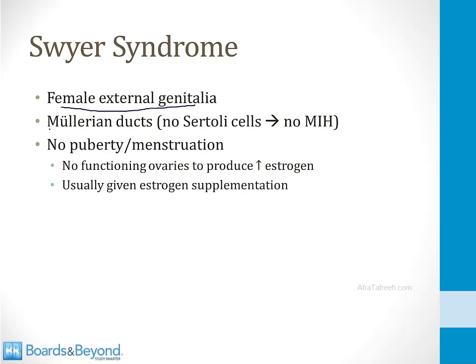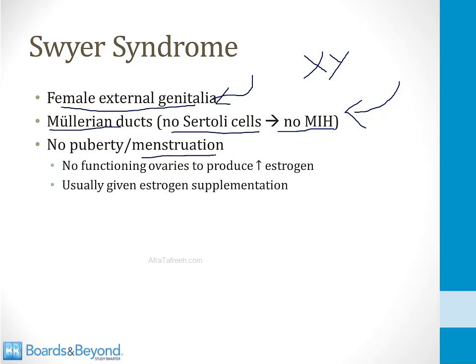In addition, the Müllerian ducts remain intact and develop into the uterus, cervix, and upper vagina. This is because there are no Sertoli cells in the testes present to release Müllerian inhibitory hormone. So even though the baby has an X and a Y chromosome and is chromosomally male, the external genitalia are female and the internal genitalia of a female are also present. At puberty, however, there will be no menstruation and no development of puberty.